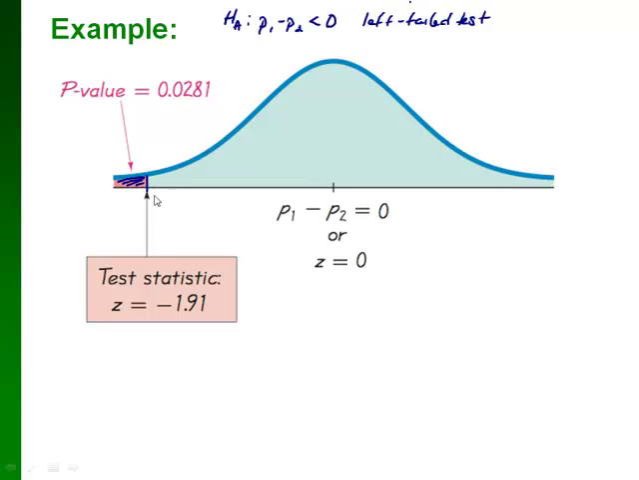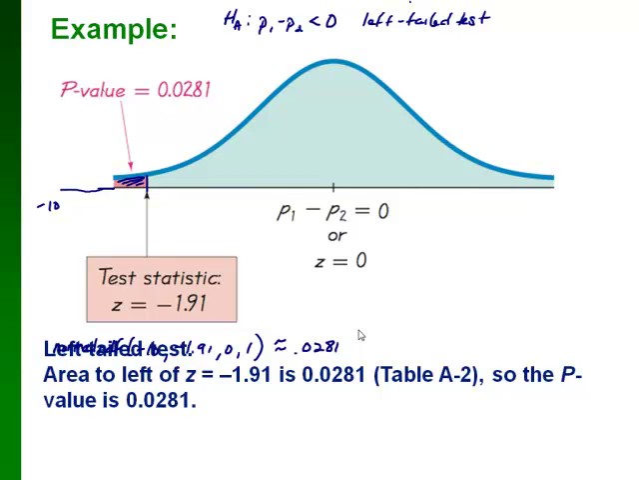So if you wanted to find the p-value on your calculator, you would do normal CDF. And since we're going from here to the left, we want to go all the way out here for our lower bound, so we want to make it something like negative 10, and negative 1.91, and 0 and 1. And that should give us 0.0281. Now if we were doing this with our table, then we would just look up negative 1.91 in the table, and since this is going to the left, that's what the table gives us anyway, and from the table you also get 0.0281.